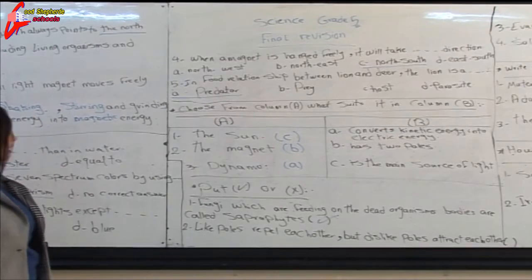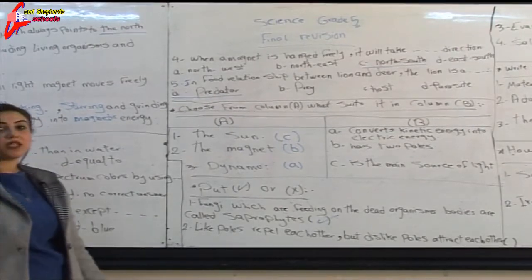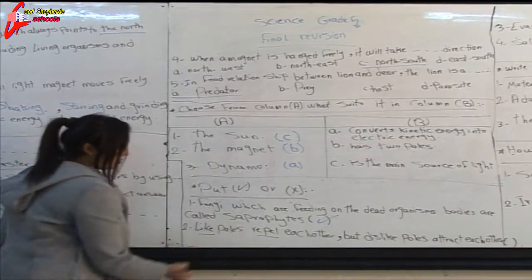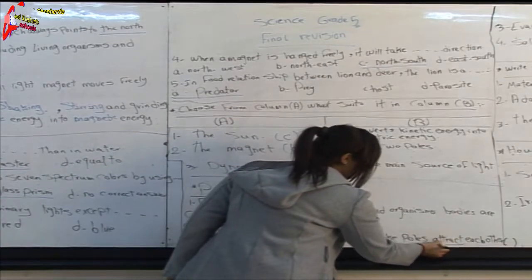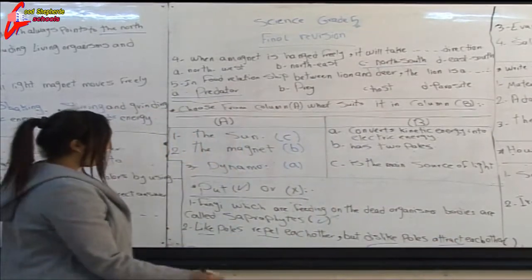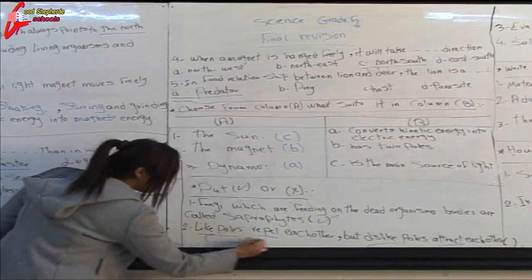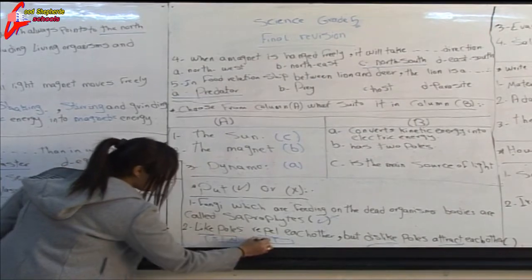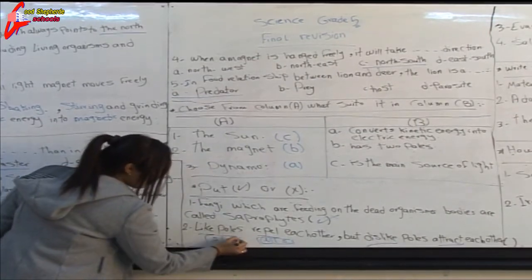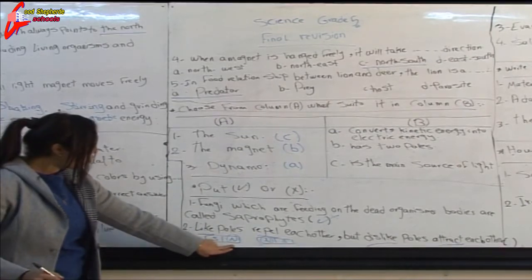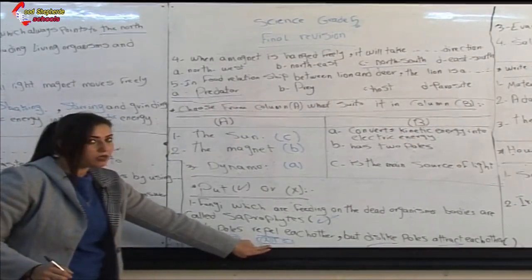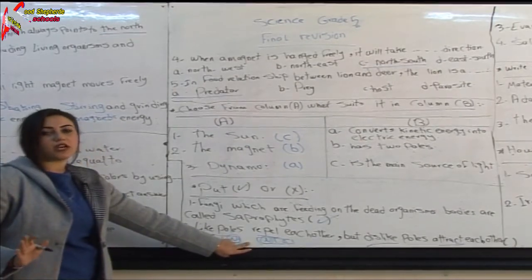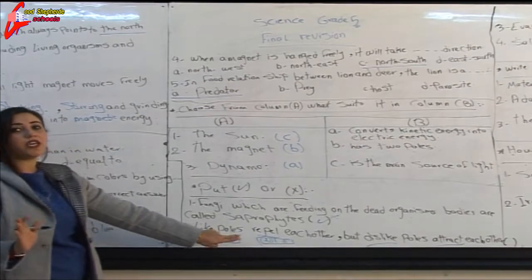Number 2, like poles repel each other, but unlike poles attract each other. Notice: like repel, unlike attract. If we have 2 magnets and we approach the north pole of one magnet to the north pole of another, what will happen? They will repel each other, meaning they don't attract, because they are like magnetic poles.